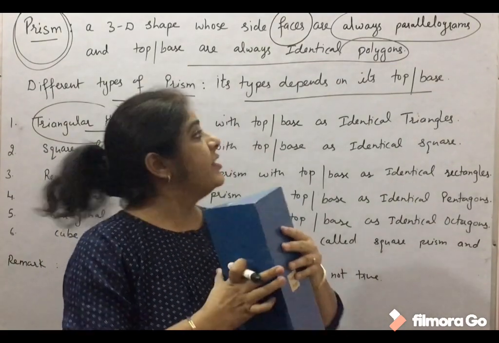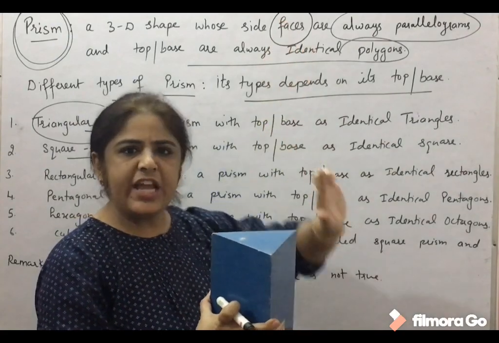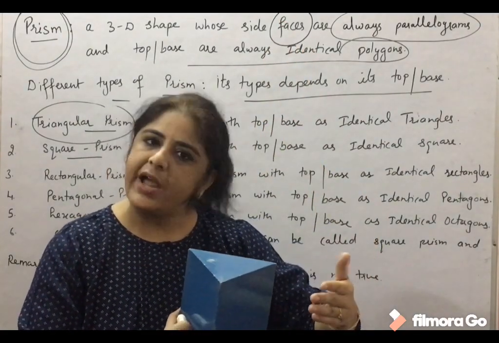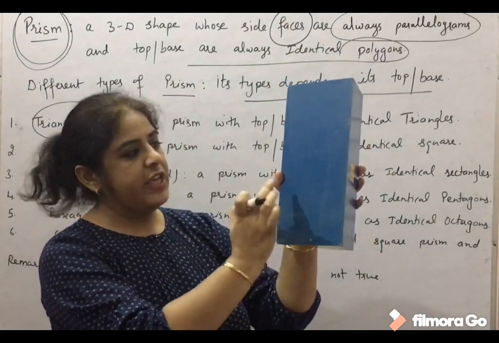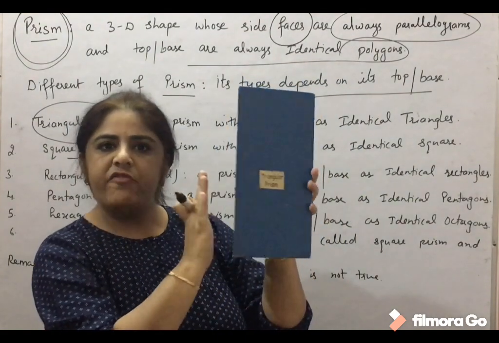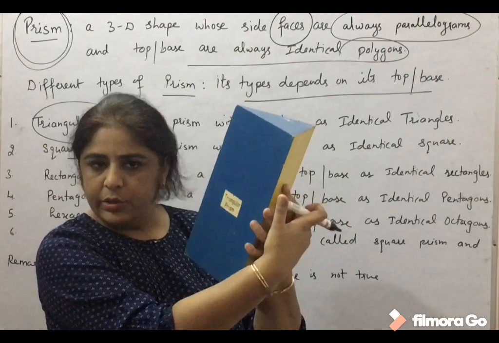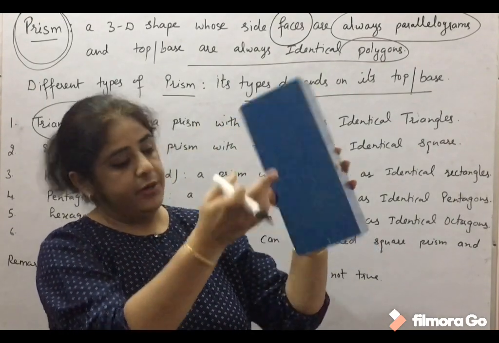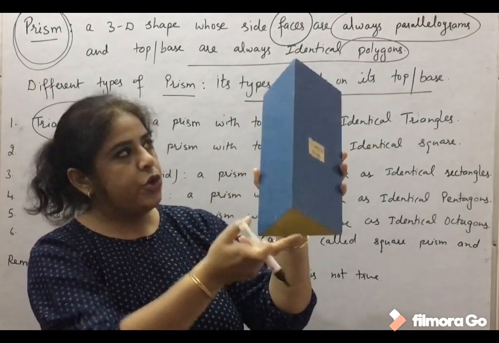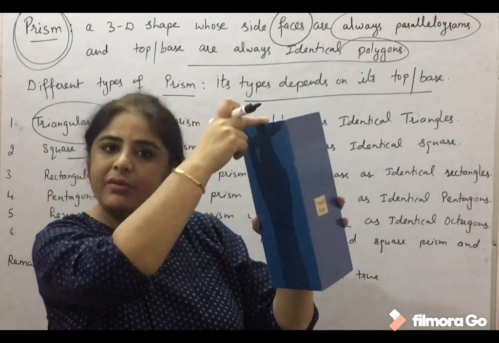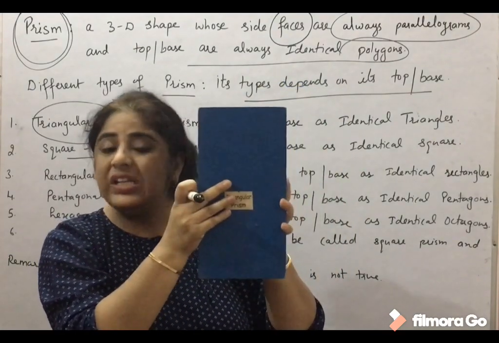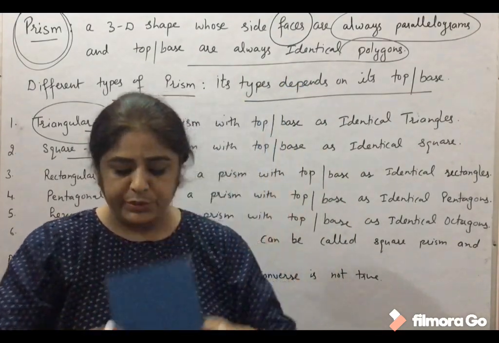Triangular prism. According to the definition, side faces always remain parallelogram. As we are observing, side faces are rectangles and every rectangle is a parallelogram. So every side face is a parallelogram. Top is a triangle. Base is also a triangle. Top and base are identical triangles. So this is called a triangular prism.